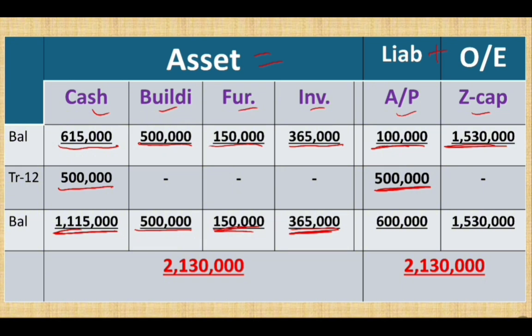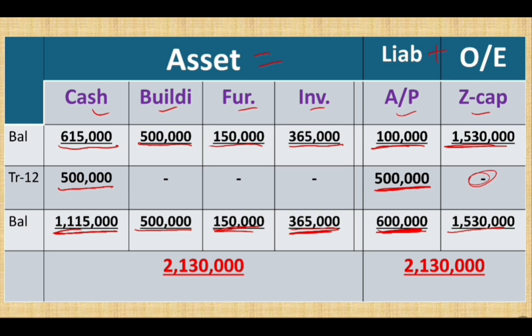This is a bank loan, but we like to treat it under account payable for simplicity. We can create another liability account, but the total is always the same. Therefore, we just like to treat it under account payable. Therefore, this is a bank loan which amounts to 500,000. Therefore, after transaction 12, the balance of account payable is 600,000. That is 100,000 plus 500,000, 600,000. The Z capital account is the same.